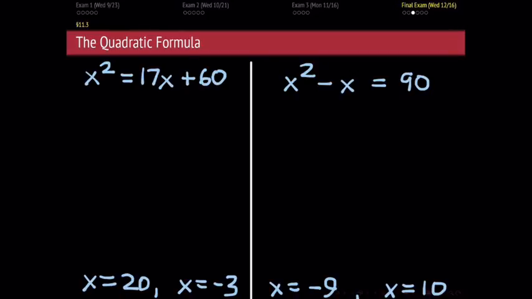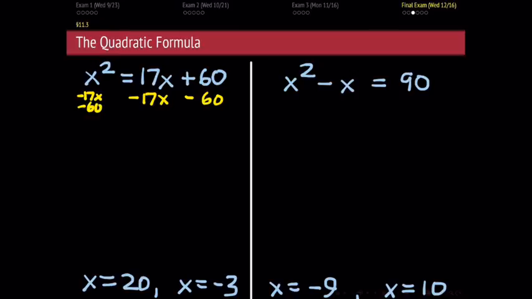So Nick, let me come back to you on the example from the window side. So what was your process? How did you get down to x equals 20 and x equals -3? So what I first did is I put everything on one side, so I subtracted 17x, and I subtracted 60, and I subtracted it to the other side.